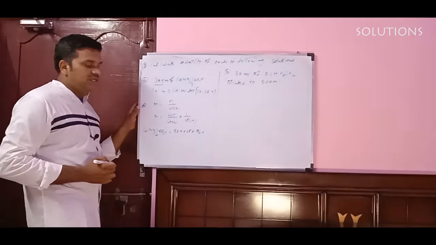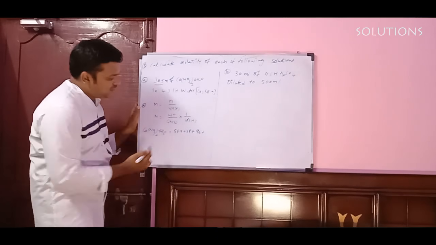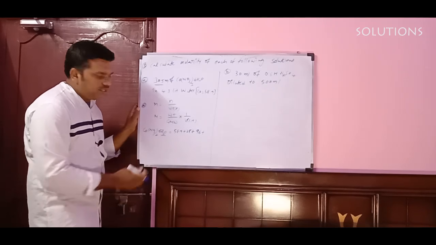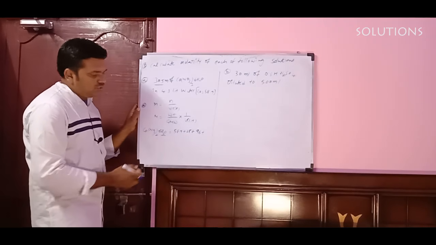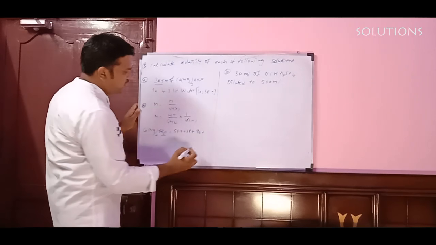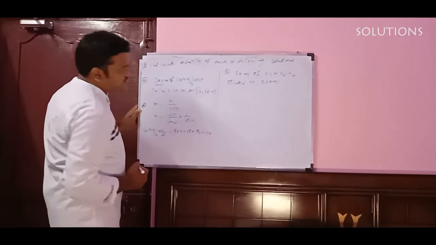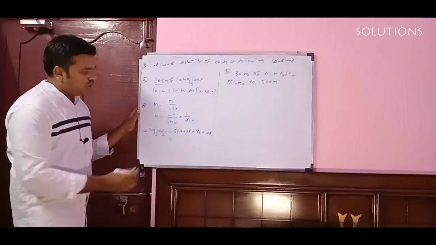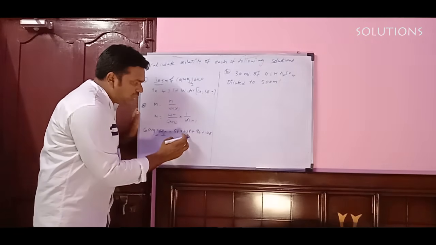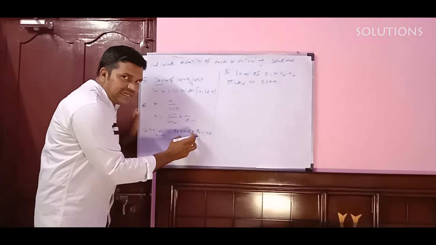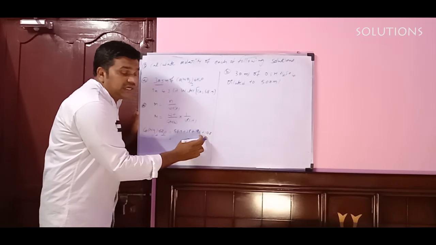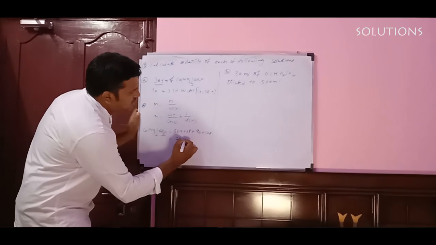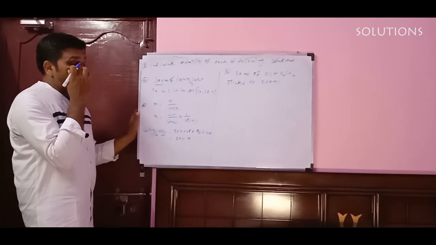Then we have 6 water molecules. Each water molecule weighs 18 grams, so 18 into 6 is 108. Now we add all of these: 58.9, 28, 96, and 108. All together you will get 290.9.